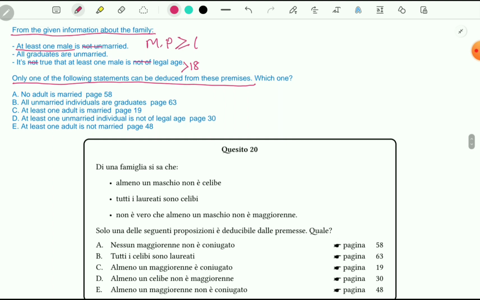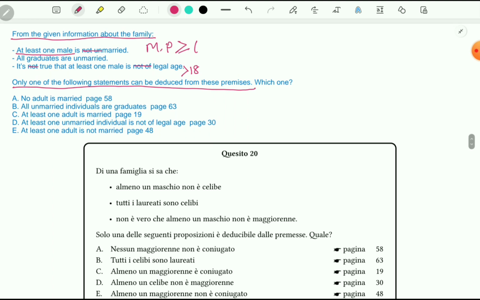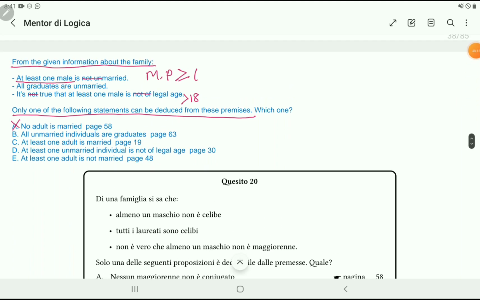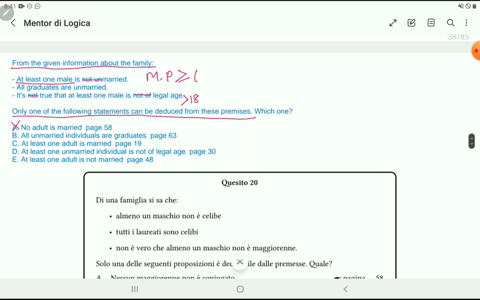No adult is married. This is not correct, because we have already found that at least one male is married. All unmarried individuals are graduates. This is not necessary, because some individuals may not have a degree, so this is also not correct.